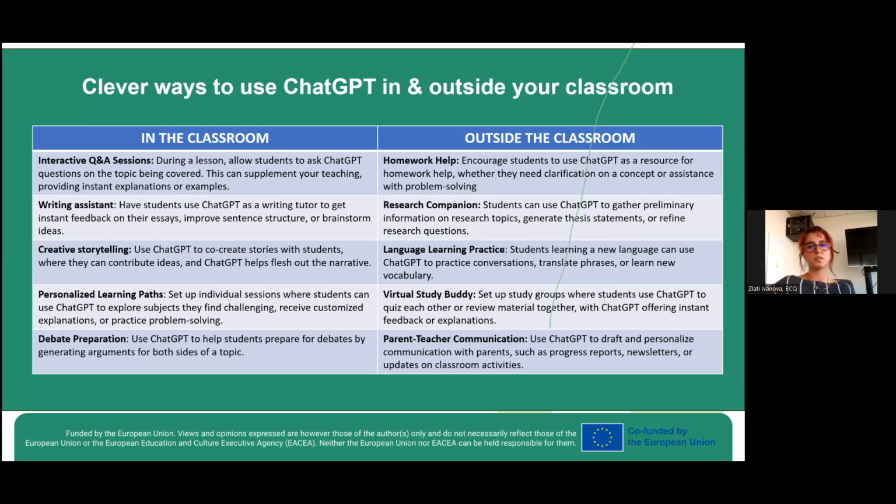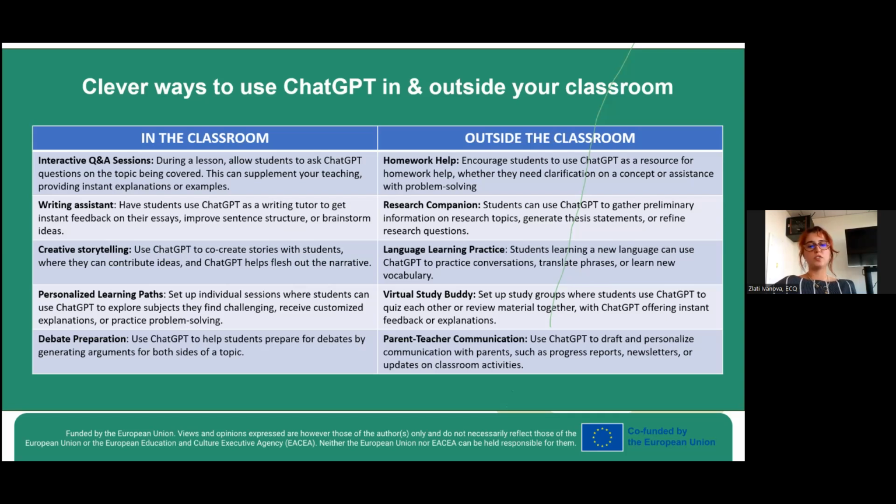You can use it as a writing assistant. You can ask the students to, let's say, create a structure for an essay, or a structure for analysis of a literature work. You can use it for creative storytelling on a certain topic that you're studying. You can use it for personalized learning paths, where you can set up individual sessions and help students use ChatGPT to explore those parts of the subject or today's lessons that they find difficult. And ChatGPT can ask them questions or can clarify for them really complex concepts in easy to understand language and words.